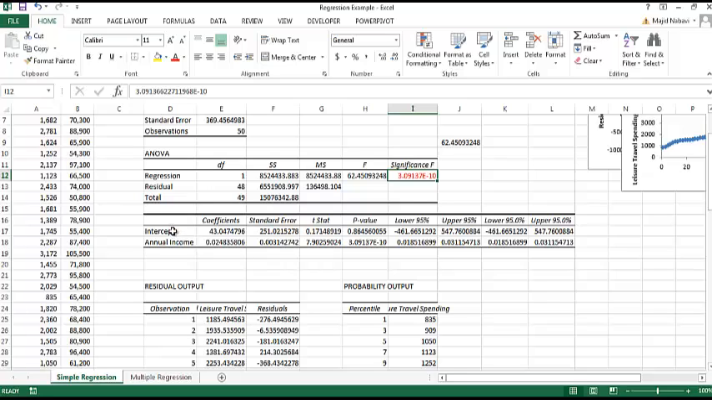We also have intercept and annual income coefficients. So the regression equation will be y equals 43.047 plus 0.0248x.